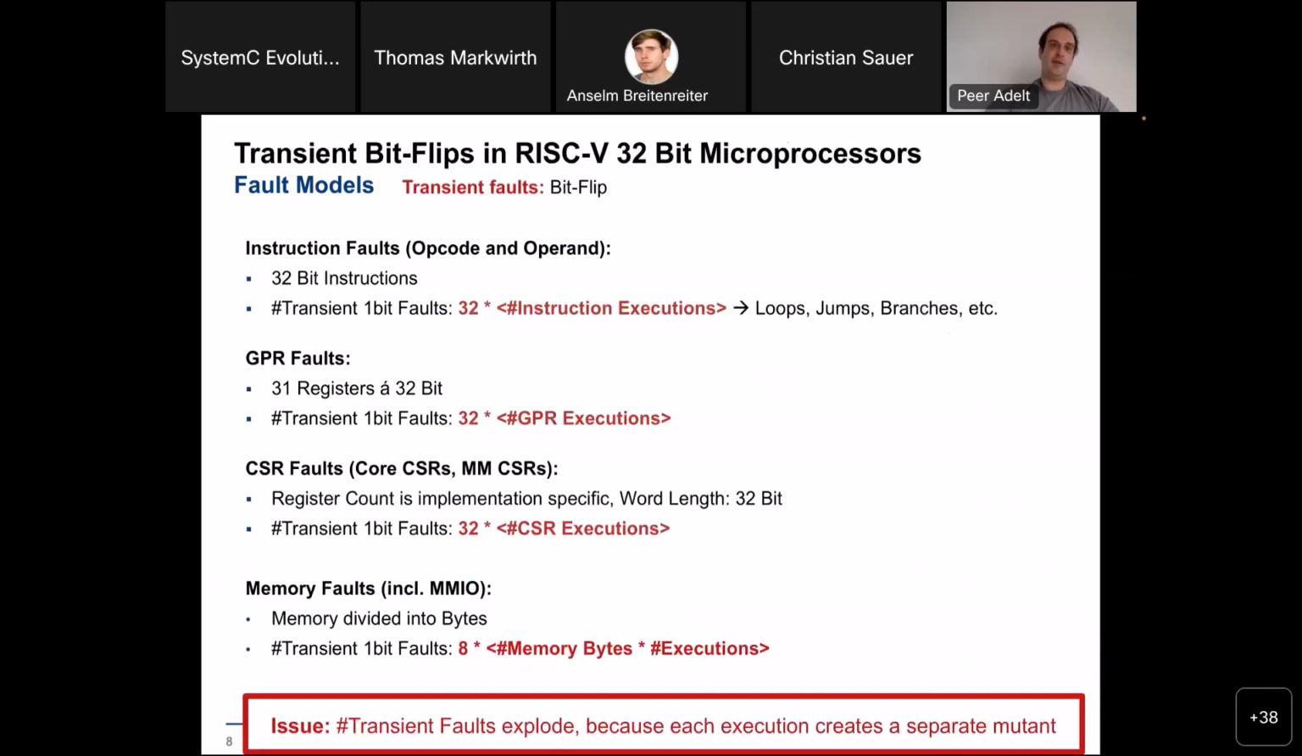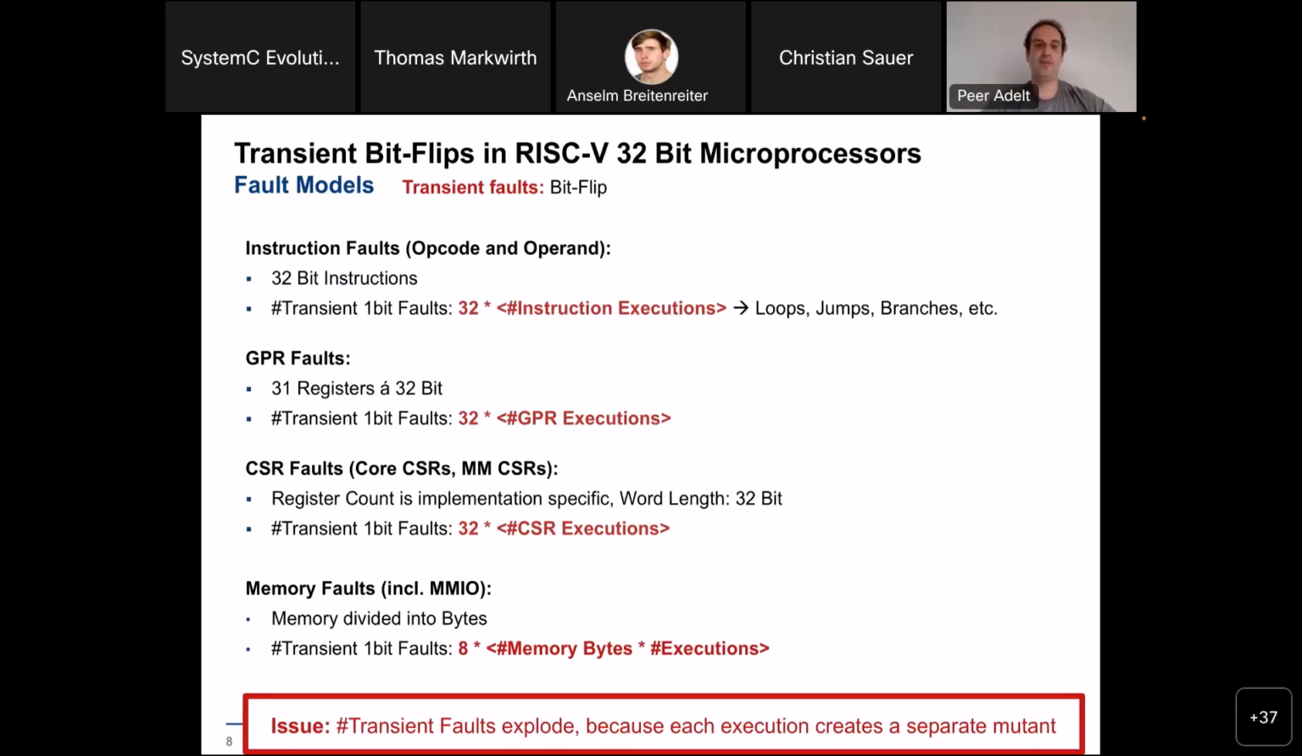It gets more complicated when we are talking about transient faults, because transient faults are time dependent. And this means that over time, we will get more and more faults to simulate. To get a little bit more concrete, for example, for instructions, we now have to consider each and every execution of an instruction. For example, if we have some calculation inside a loop, we would need to simulate a single bit fault in one of the instruction types, for example, an add inside of the loop, for each and every execution of this add instruction.